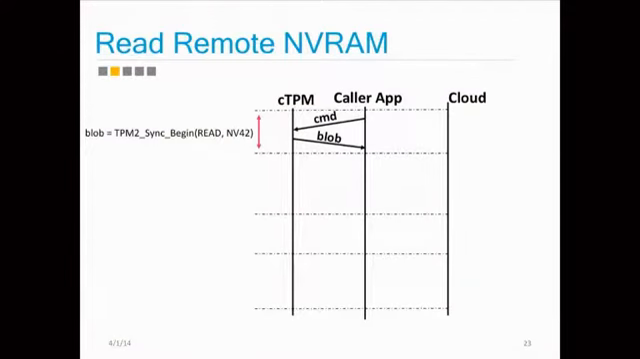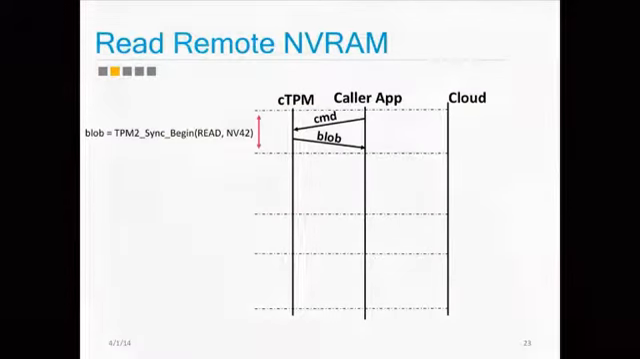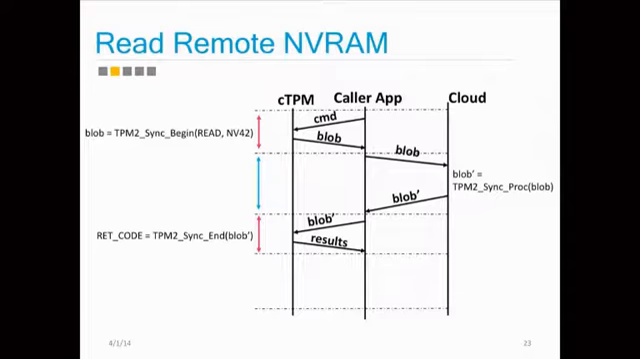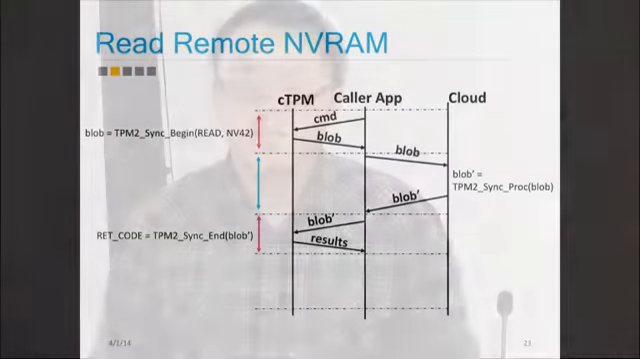Suppose the caller app would like to read NV index 42 from the cloud. It will first issue TPM-to-sync begin, which is a new command implemented by cTPM, to tell cTPM it wants to access NV42. In the second phase, the cloud could use TPM-to-sync proc to process the blob and return a response. In the third phase, the caller app can use TPM-to-sync end to let cTPM process the response and obtain a return code of this command.